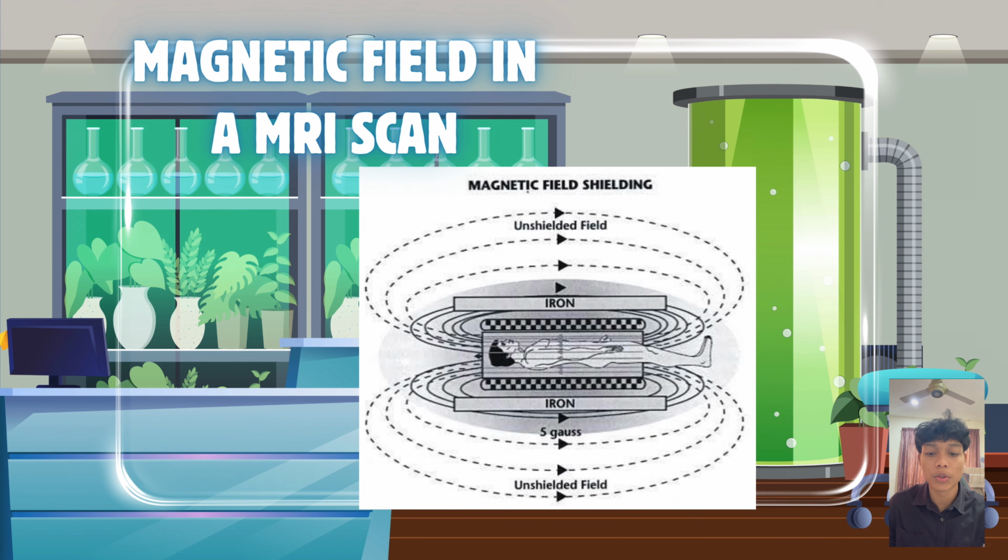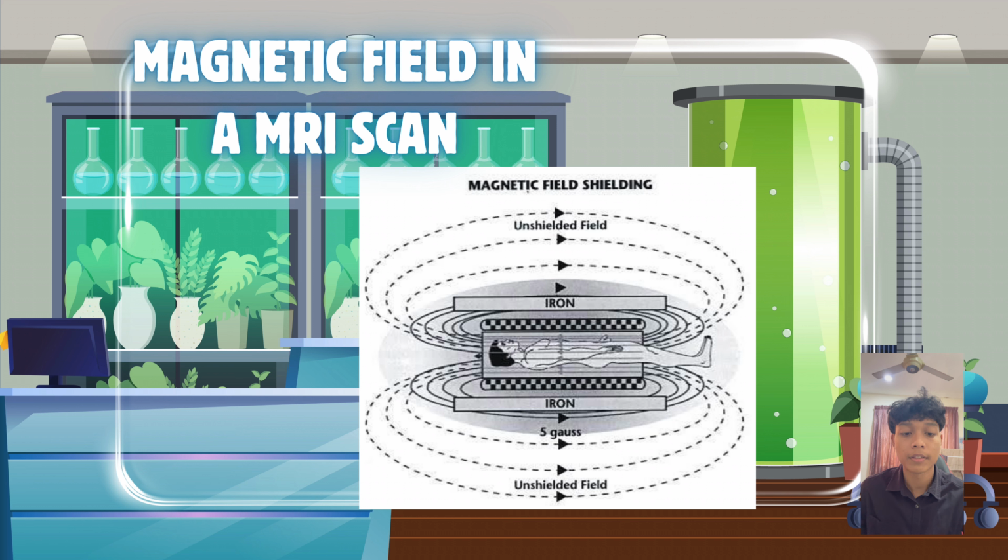Okay, next we go to magnetic field in MRI scan. This diagram shows magnetic field shielding using iron. The dashed lines represent magnetic field lines. Without shielding, the magnetic field spreads freely and is very strong, which we can call an unshielded field.